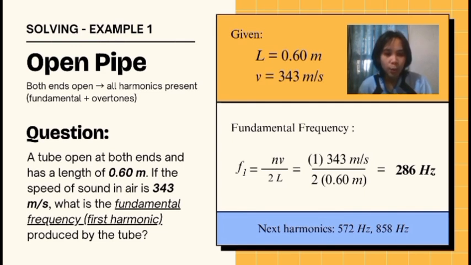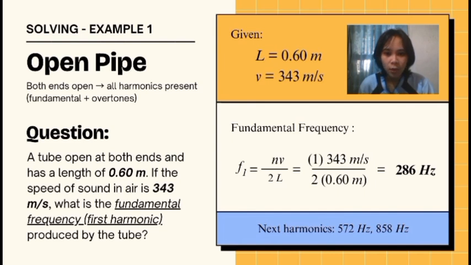A tube is open at both ends and has a length of 0.60 meters. If the speed of sound in air is 343 meters per second, what is the fundamental frequency or the first harmonic produced by the tube? So we have here our given values from the question, wherein L, the length of the pipe, is 0.60 meters and V, the speed of sound, is equal to 343 meters per second.